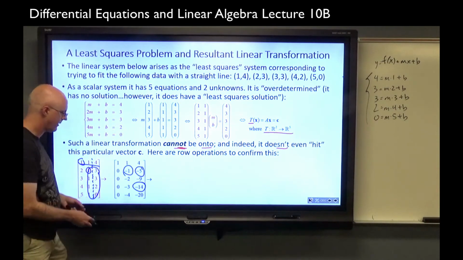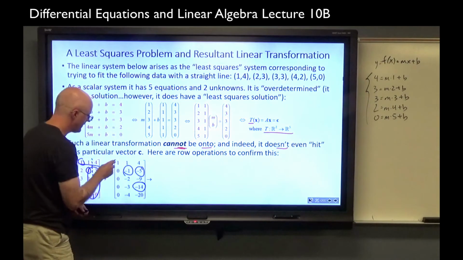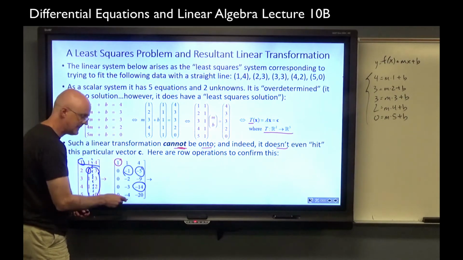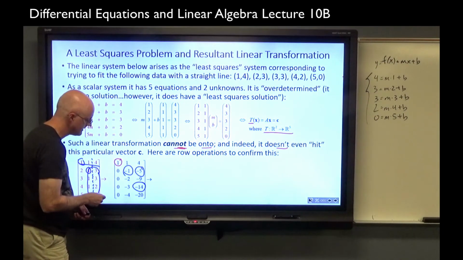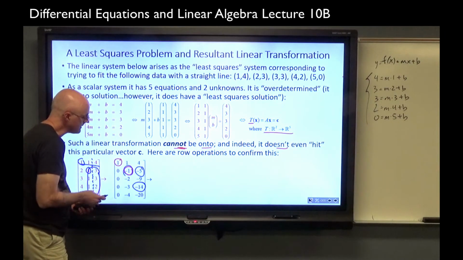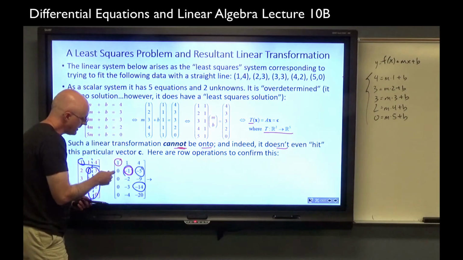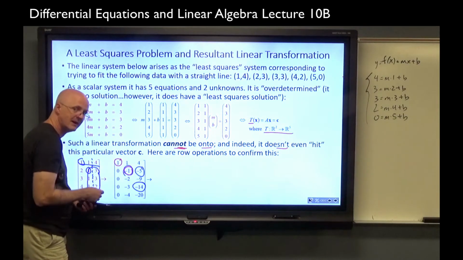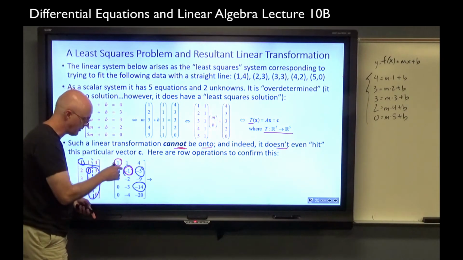So I got one leading one still here in the first row. I don't see any leading ones in any of the other rows. Let's move on to the second row. That's not a leading one, it's a leading -1. But if I multiply this row by -1, that's an allowed row operation. I'll get 0, +1, +5. And that'll be my next leading one in the second row. And I want to get zeros below it.